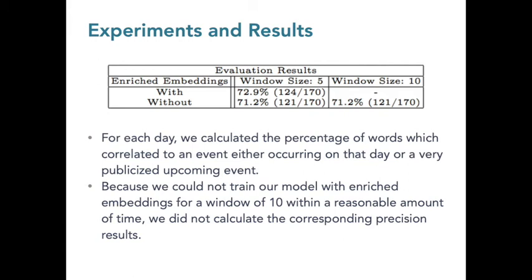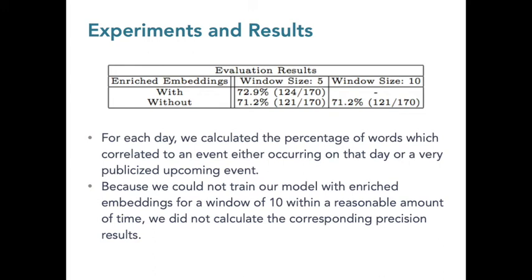And you see in the graph here that for the enriched embeddings, we used a window size of 5. We did not use a window size of 10. The reason for that was because we could not train our model with the enriched embeddings for a window size of 10 within a reasonable amount of time. As a result, we did not calculate the corresponding precision results for the enriched embeddings with a window size of 10. For the non-enriched embeddings, which are the embeddings that we got from simply applying the node2vec algorithm on the graph, we applied this algorithm with a window size of 5 and a window size of 10.